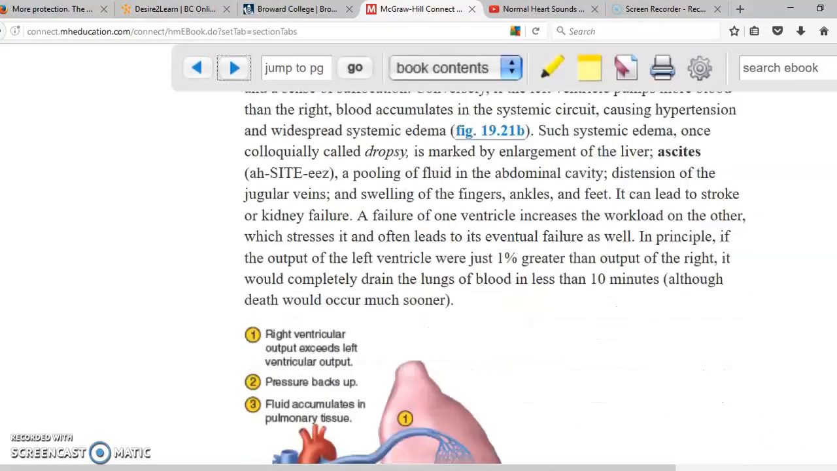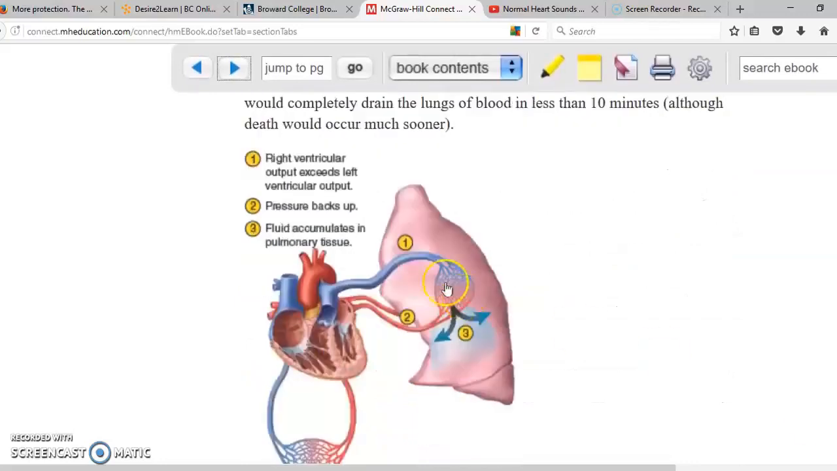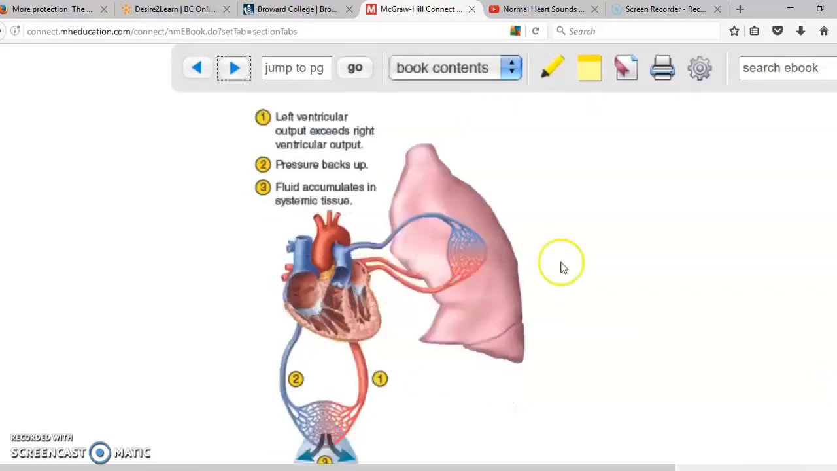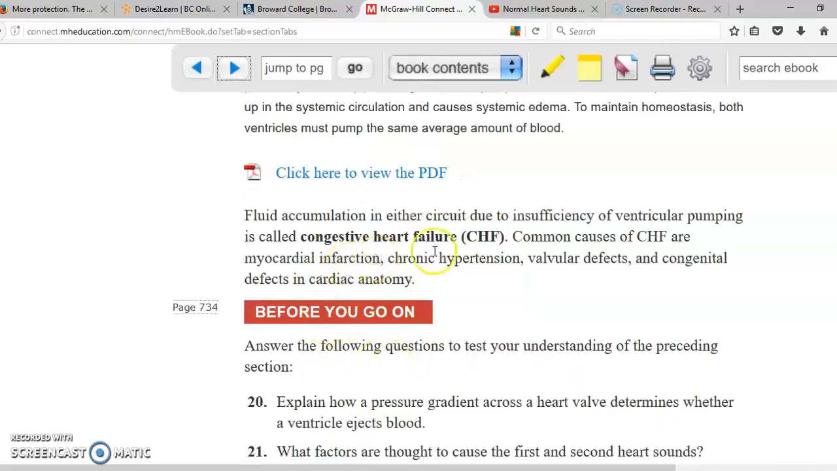So if you keep scrolling down, well, in here it's just explaining what I was telling you. If the right ventricle output is more than the left ventricle output, you start accumulating fluid in the lungs. And down here, if the left ventricle output is higher than the right ventricle, then the fluid accumulates in your body. That's going to be called congestive heart failure.